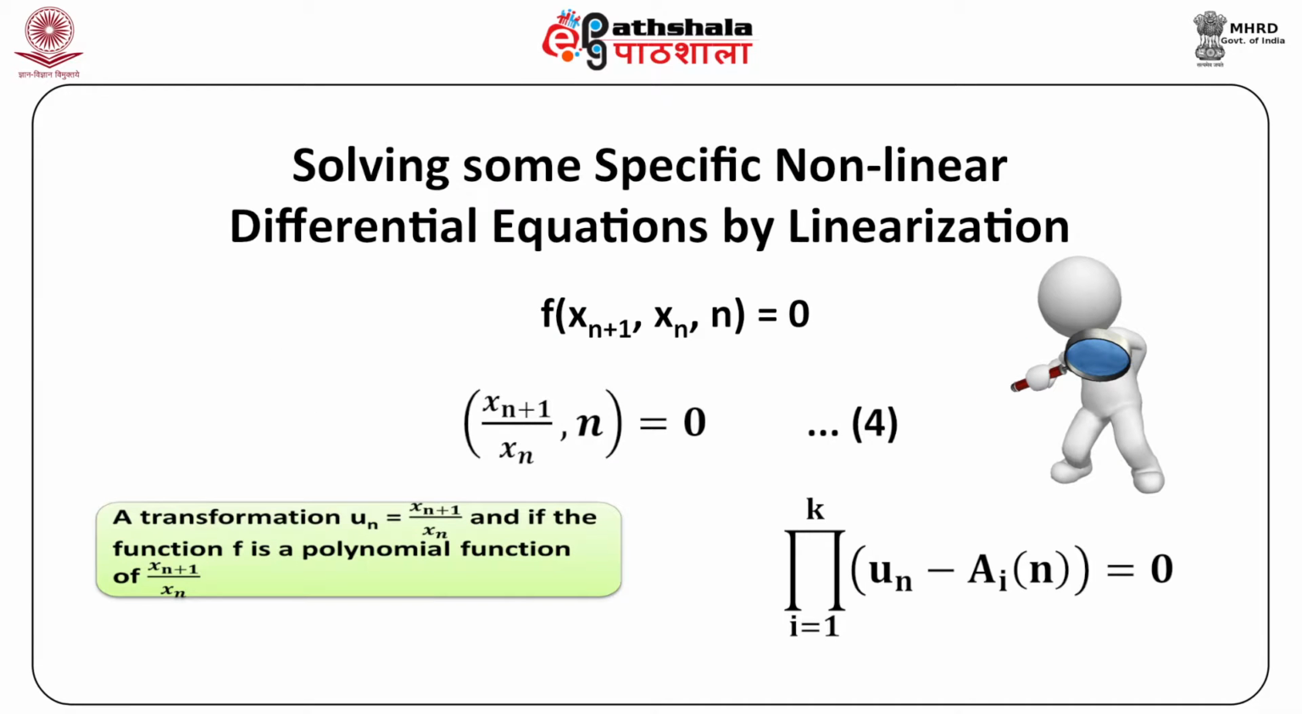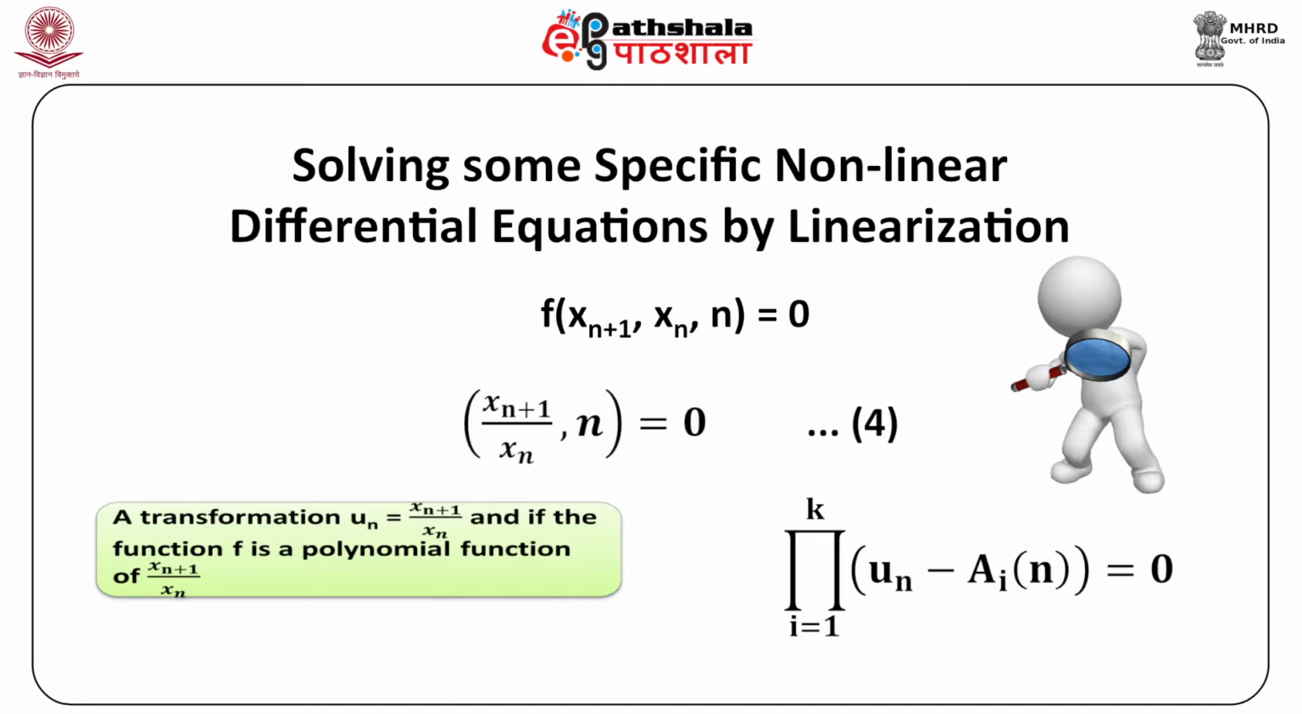In this section, we consider homogeneous first-order nonlinear difference equations. The general equation of such form is f(x_{n+1}, x_n, n) = 0. Now, such an equation in x_n can always be expressed in the form f(x_{n+1}/x_n, n) = 0, equation 4.